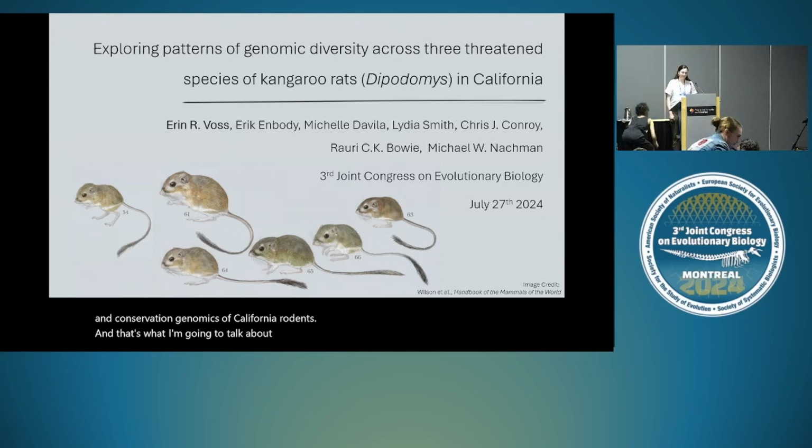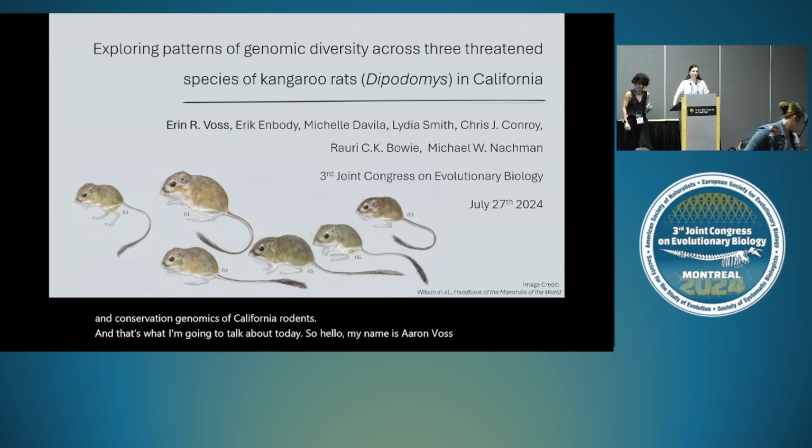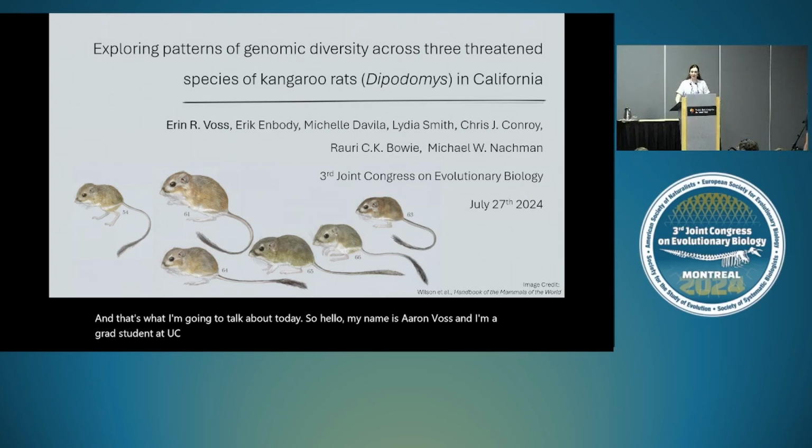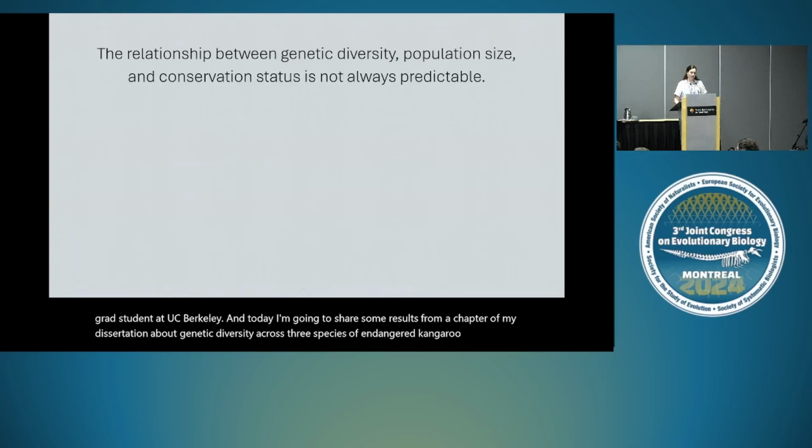So hello, my name is Erin Voss, and I'm a grad student at UC Berkeley. And today I'm going to share some results from a chapter of my dissertation about genetic diversity across 3 species of endangered kangaroo rats. So the relationship between population size, genetic diversity, and conservation status is not always clear or predictable.